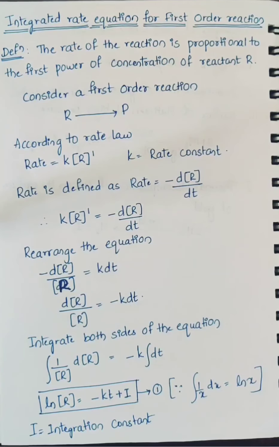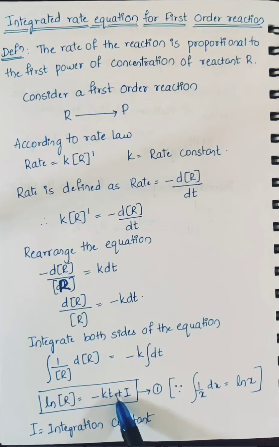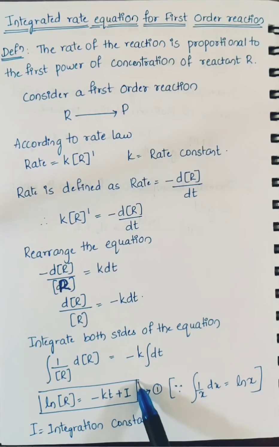So ln is nothing but log to the base e. In this way you are getting this first equation. What is the first equation? ln R is equal to minus Kt plus I. So what we want is the value of I. Now how do I get the value of I?